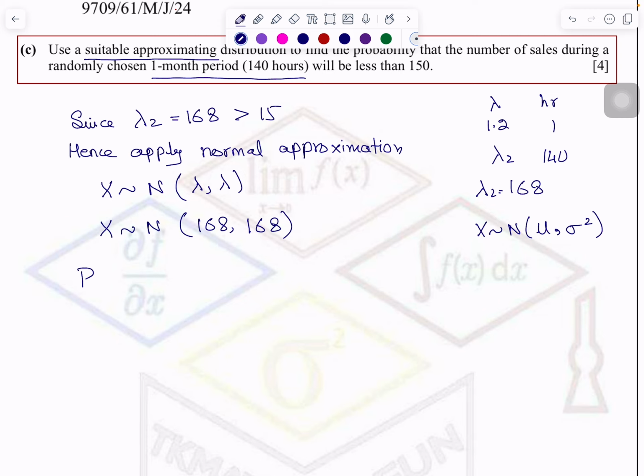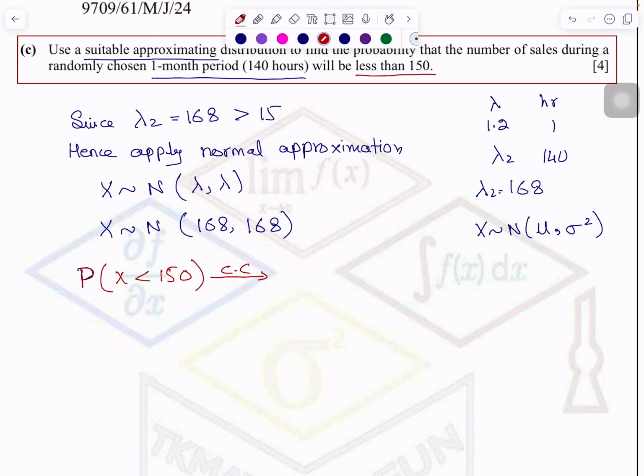After that, come back to the question. It was saying less than 150. Now here is something very important which is often missed out. Poisson distribution is a discrete random variable, and normal distribution is for continuous data. So we will apply continuity correction.